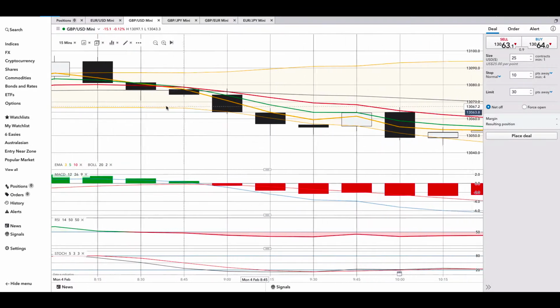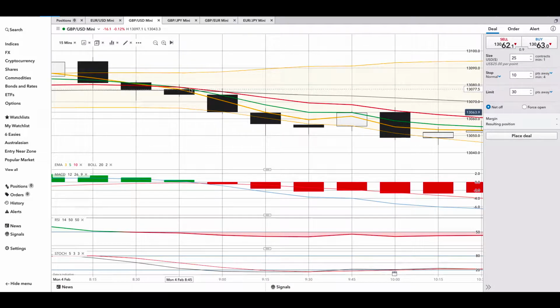Actually, there's a deeper sell signal here, and it is the reverse. That means the EMA 10 actually crosses over the EMA 5. It happened at around 8:45. Then if you look at the other indicators, the stochastic lines both are heading downwards, but not in the overbought or oversold areas.